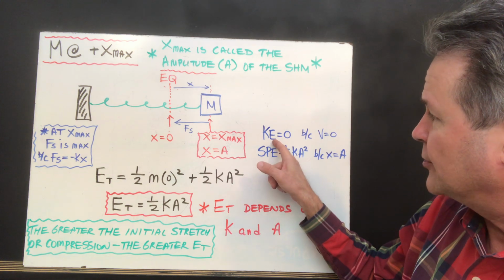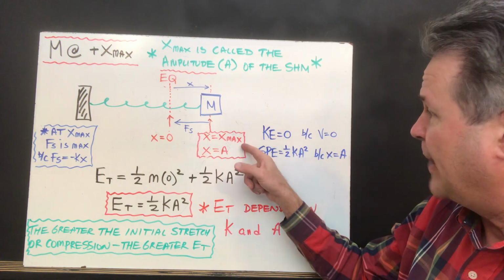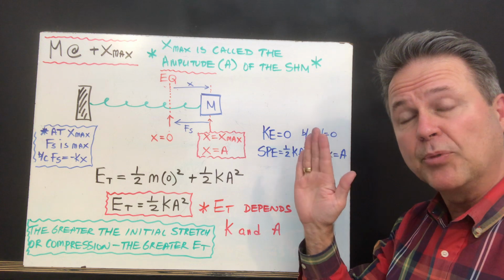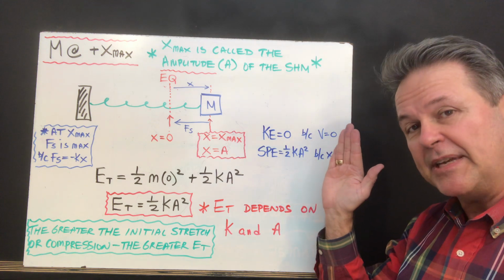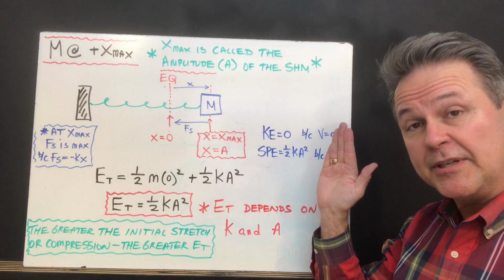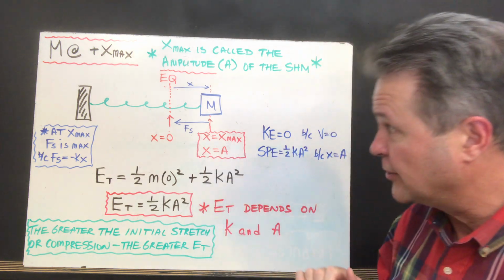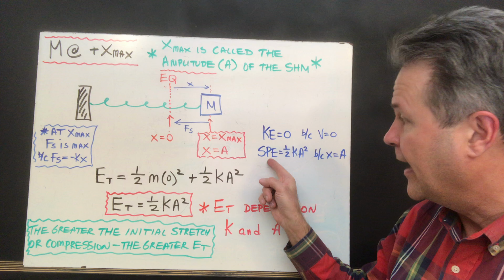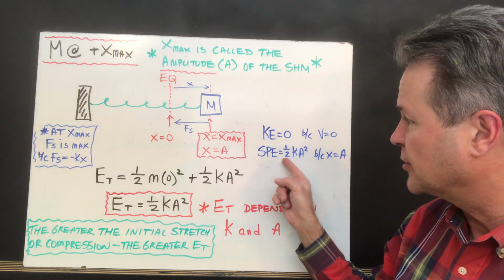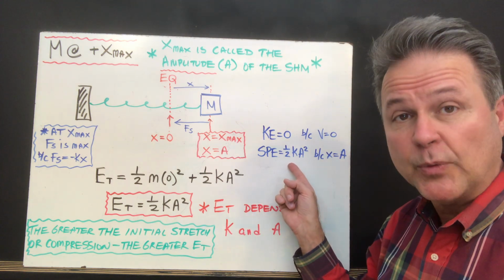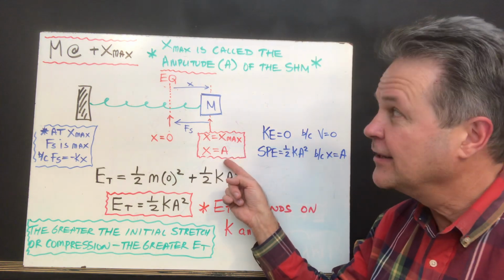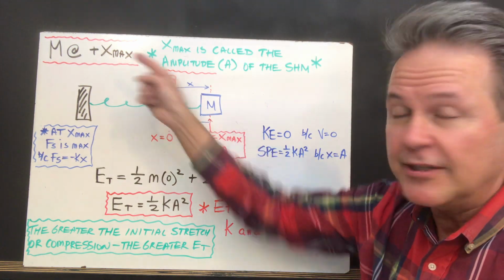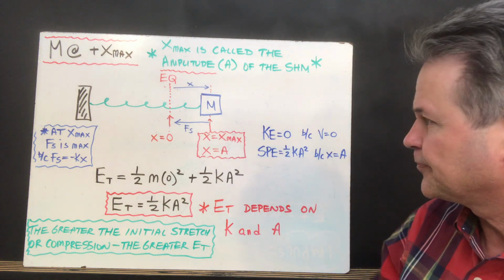Now, the kinetic energy is equal to 0 because at x max, we have no velocity. That's the point where the mass is as far as it can be. It's basically at v equal to 0, and now it's going to return back towards the equilibrium point. Now, the spring potential energy is going to be equal to 1/2 kA squared because x happens to have a value of A. So this applies when the mass is located at x max.